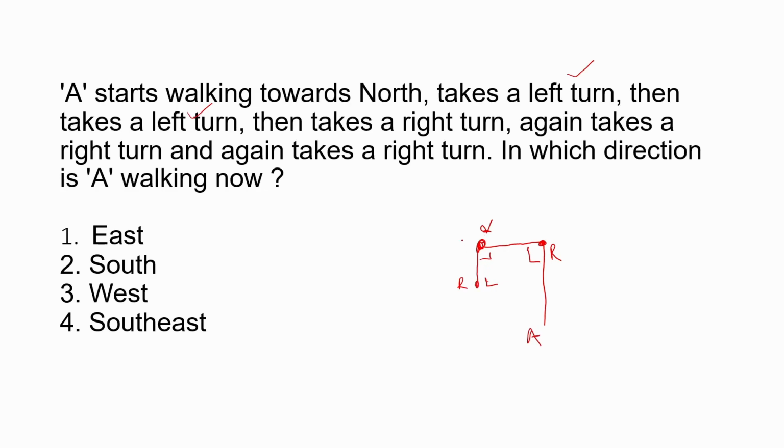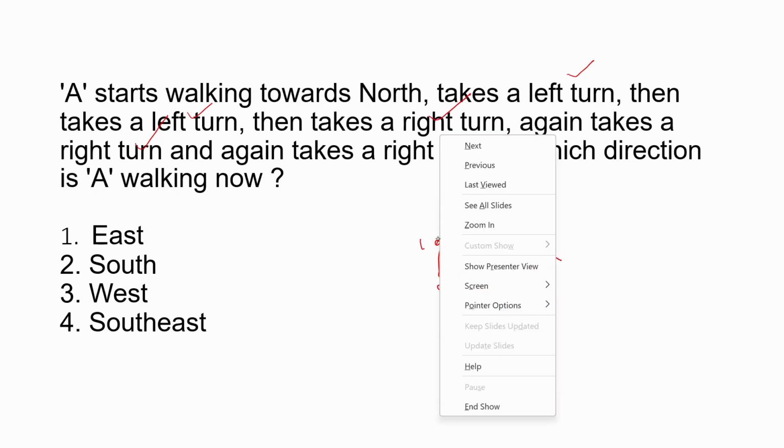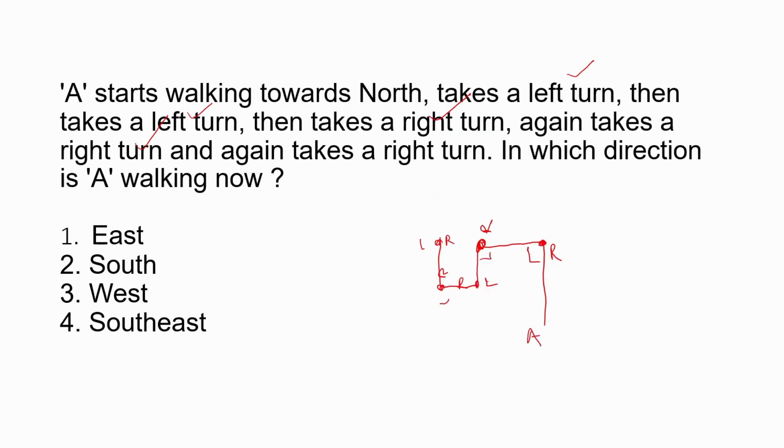Then he takes a right turn. Right turn, we have done this. Again he takes a right turn. So this is head, right, left. Again a right turn, and again a right turn. Let me make this bigger. Again he takes a right turn. In which direction is he walking now? So he is walking to the east.